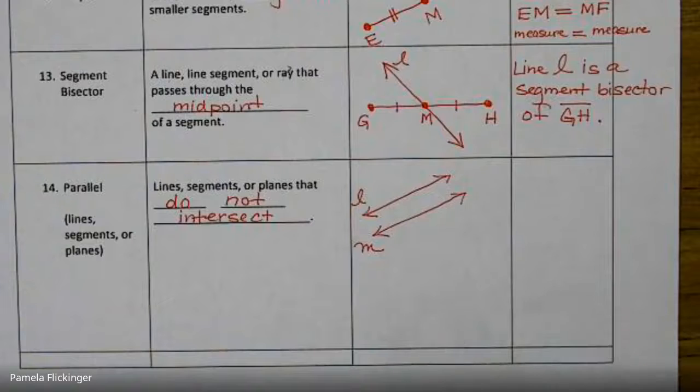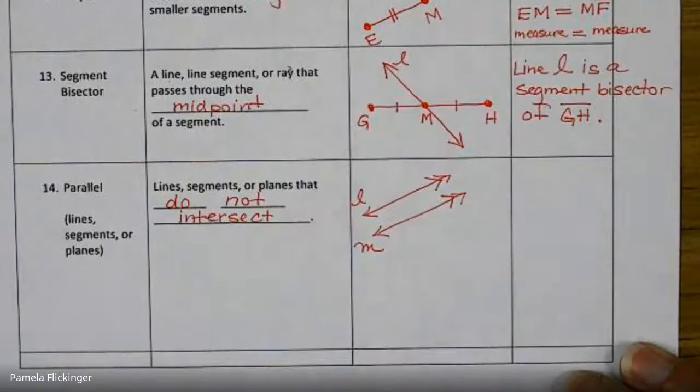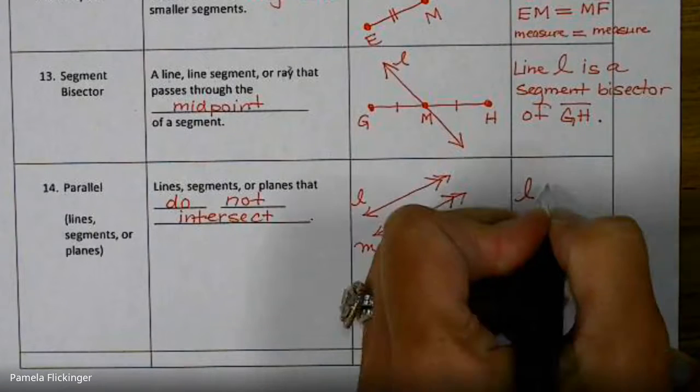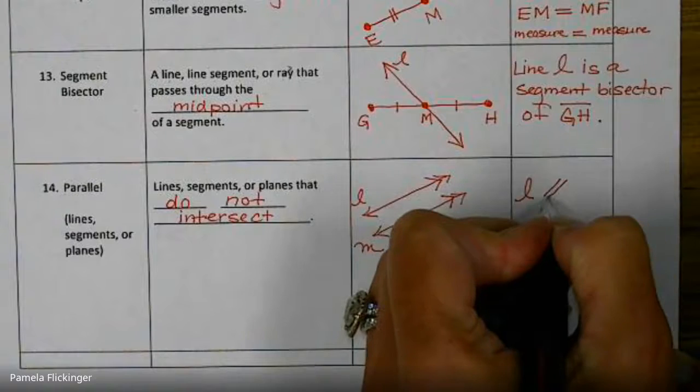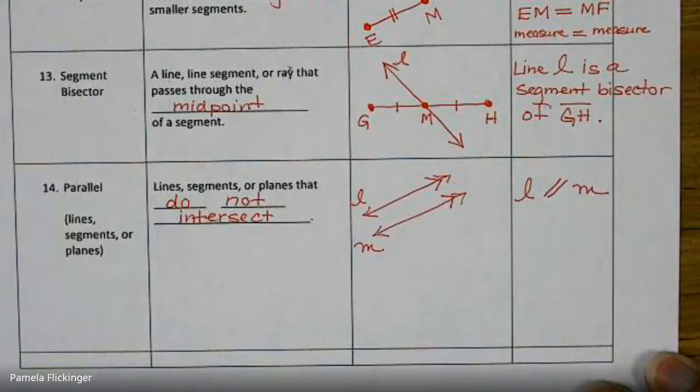Again, just looking at that, you can't tell me they're parallel because they look like they are. They must be labeled properly. So we're going to put an extra arrow at that end. We could have put it at the other. And then the way that we write it is we'll say cursive L, and then we actually just use two slanted lines like that to show it's parallel to line M.